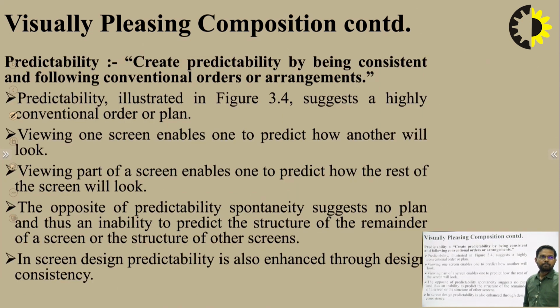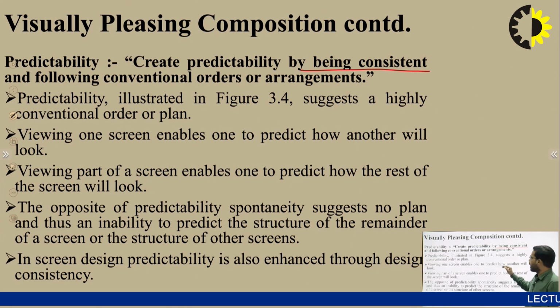Next one is predictability. Just like always, we will discuss the characteristics of the GUI. Predictability is the key point of the characteristics of a GUI. Predictability means creating predictability by being consistent and following a conventional order or arrangement. We will discuss predictability in the next figure. So this is the highly conventional order of the plan.